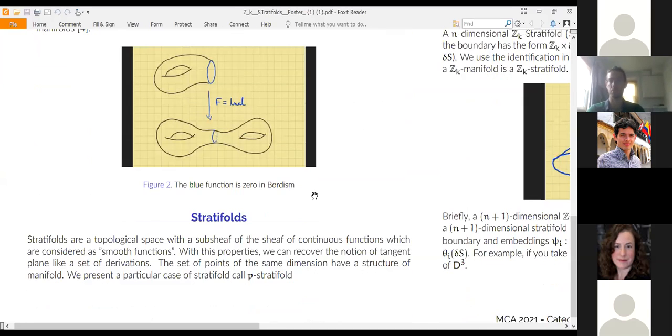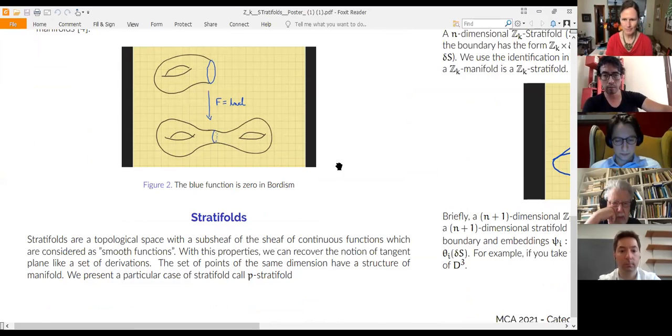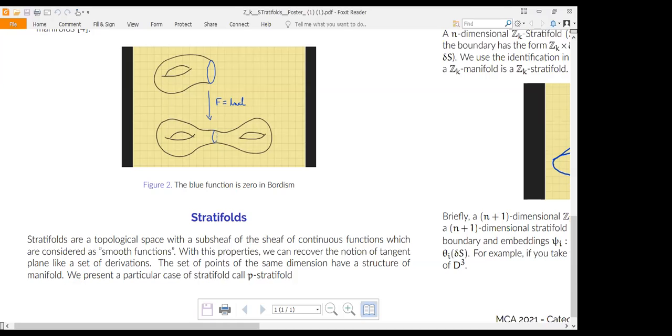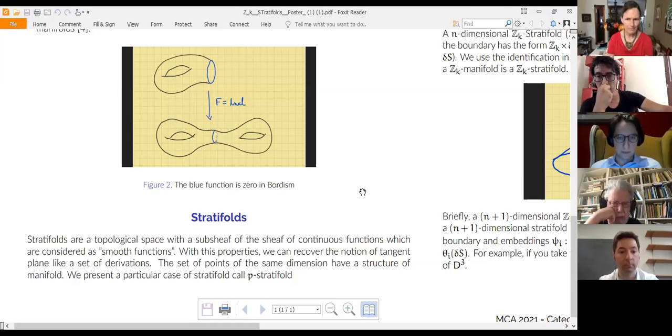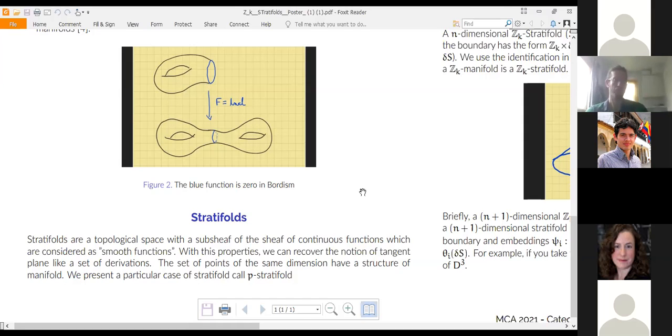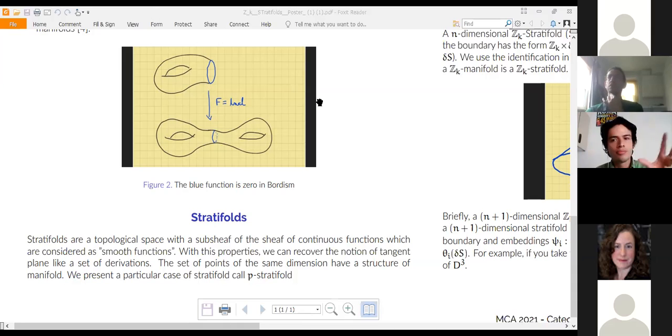A stratifold is a topological space with a subsheaf of the sheaf of continuous functions with some properties. And the idea of a stratifold is that you can generalize the idea of manifold. But the definition is very, very general, so I don't want to give the exact definition of what a stratifold is, but I give an example of particular stratifolds. They are called P-stratifolds.